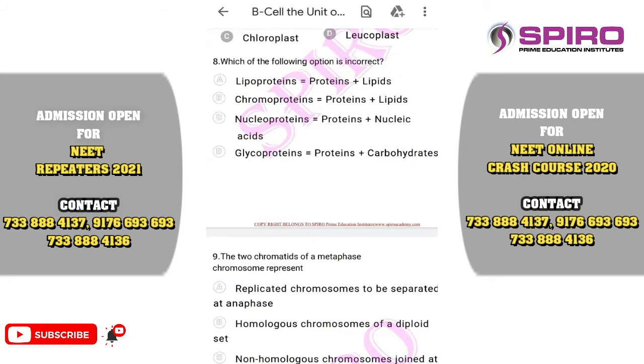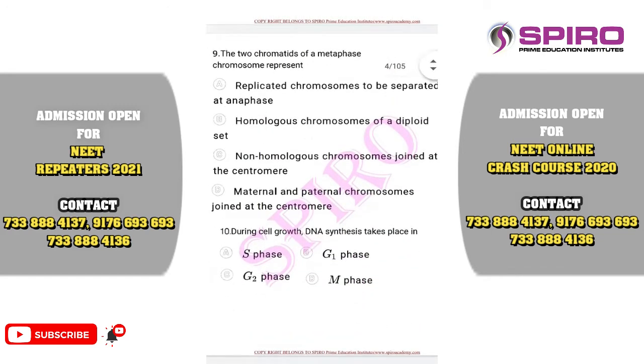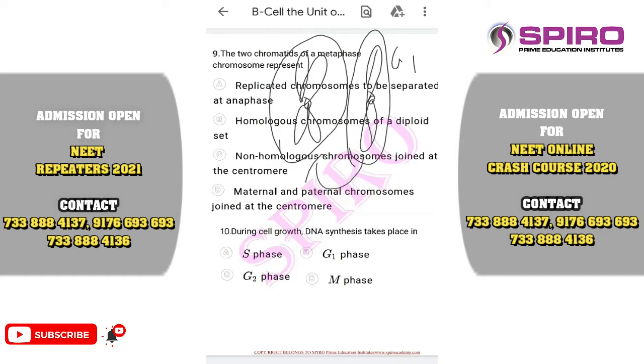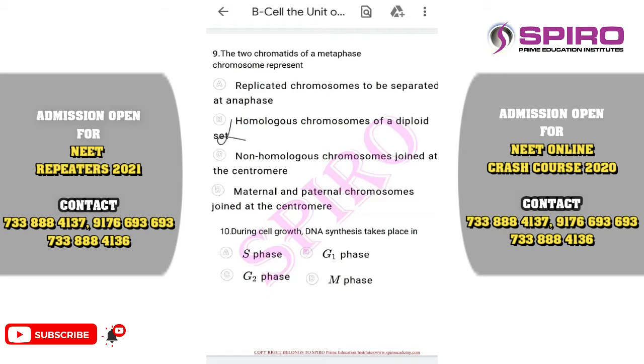Proceeding to question number 9. The two chromatids of a metaphase chromosome represent the replicated chromosome to be separated at anaphase. So here, homologous chromosome of a diploid set. Here you should understand one thing. In metaphase, the chromosome is going to be present like this. In a normal condition, when the chromosome enters the cell cycle at G1 phase, it is going to be like this because it has one set of DNA. But after the S phase, it is going to be like this because it has duplicated DNA present in the other chromatid. So in metaphase also, this is going to proceed. Only in the anaphase, the centromere is going to split and separate into two chromosomes.